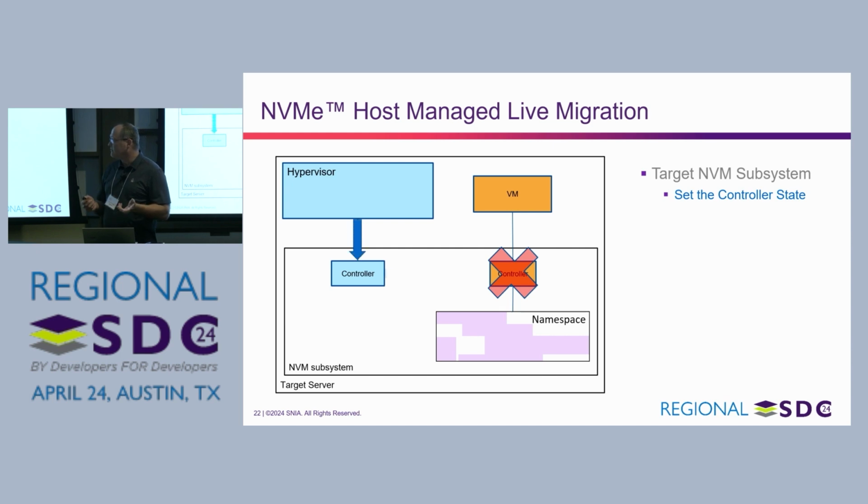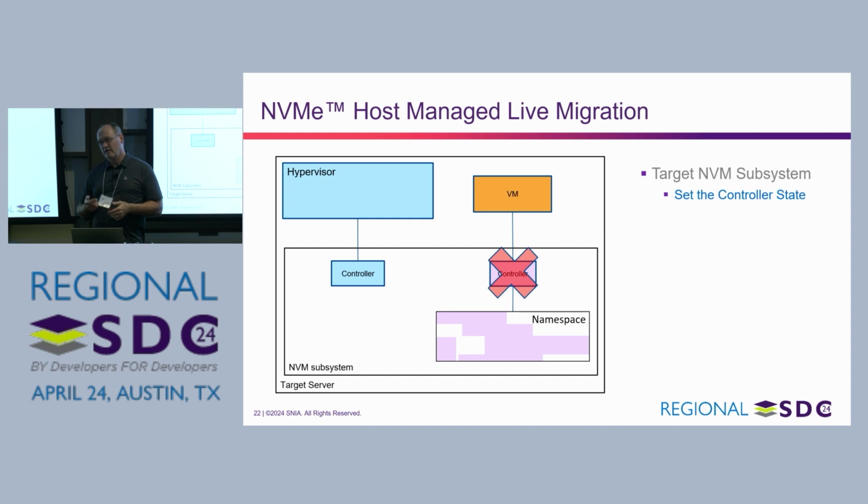So the next thing we have to do is take that controller state and push it into this controller, and now it has the same state that was on the source server. So that's why it turned purple. It's sitting there, I've just loaded the state, I have my IO queues all set up, they're all pointing to where the VM was, and I'm ready to go. However, that means now we have to get to the final part, which is resume.